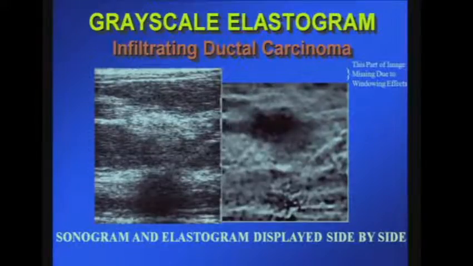Here's one of the first elastograms that was created. This is an infiltrating ductal carcinoma in a patient. Here's the ultrasound image, and you can see there's an area of slightly increased echogenicity and a vague shadow, but you really don't actually even see the lesion very well. On the elastogram, the lesion shows up as a large, irregular, dark area of increased stiffness.